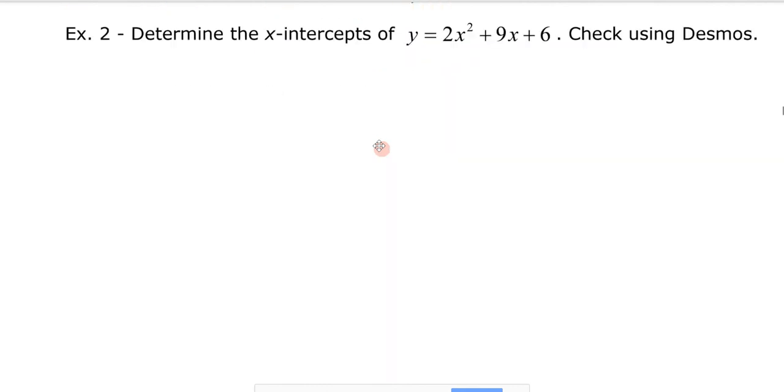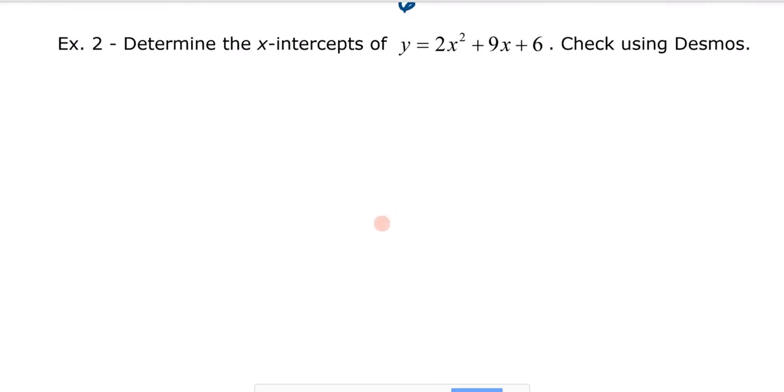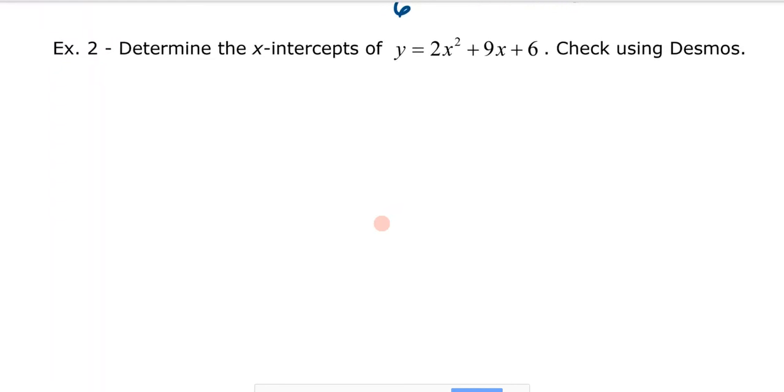Let's do another example. Example 2, determine the x-intercepts of this equation. So y equals 2x squared plus 9x plus 6, okay? And this will also work if the equation is factorable. Even if it's factorable or not factorable, the quadratic equation can still be used. So you just have to identify a, b, and c, right? So a is 2, b is 9, and c is 6. So I'm going to write down the quadratic formula.